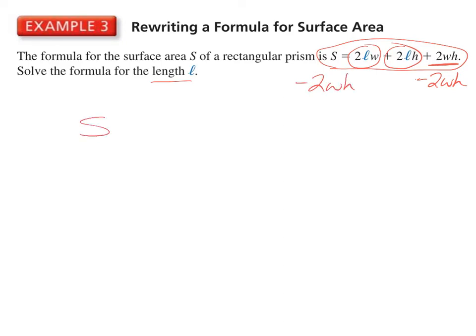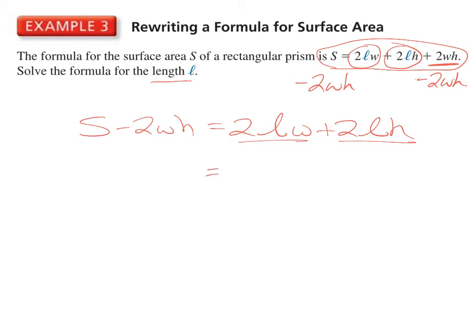So I get S minus 2WH is equal to 2LW plus 2LH. All right, now once again, both of these terms have that L in common. And I want to isolate the L. So I'm going to factor it out. And I have 2W plus 2H. And once again, how do you know if you're doing this right or not? Well, you could just distribute it and go back to where you started. And you know you're doing it correctly then.